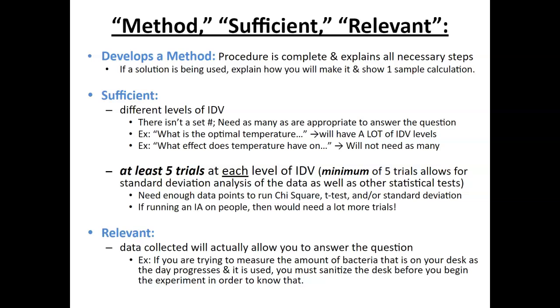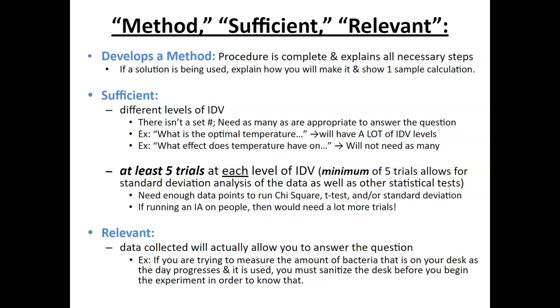For sufficiency, that means two things. One, the different levels of independent variable that you chose to test have to be sufficient to answer the research question. So that means it's going to matter how many levels you choose, but that's going to be dependent on your actual research question. There's no set number. It's not like you have to have at least 3 or at least 5 levels of independent variable. You'll pick that. It will matter how you phrased your research question.